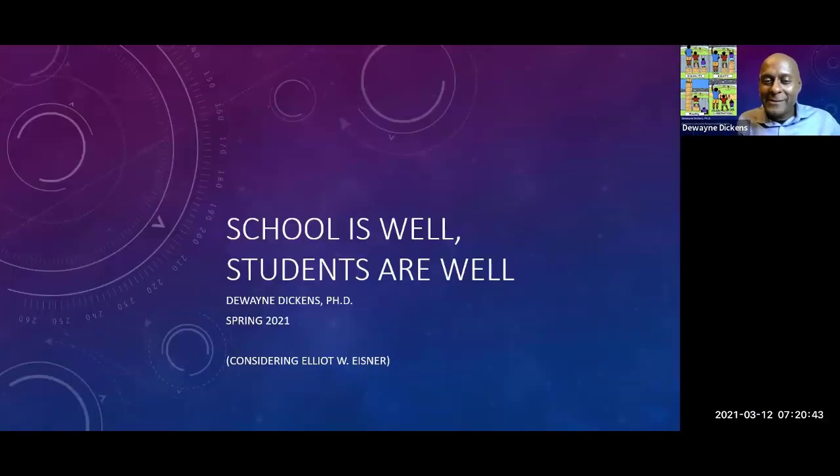Eisner's work, where he writes an essay that asks a question about how do we determine that a school is doing well? And the related question of how do we determine that the students are doing well? So I posed that question for us today. And basically, when schools are well, students are well, what does that look like? So we're looking at that using that lens of Elliot Eisner.